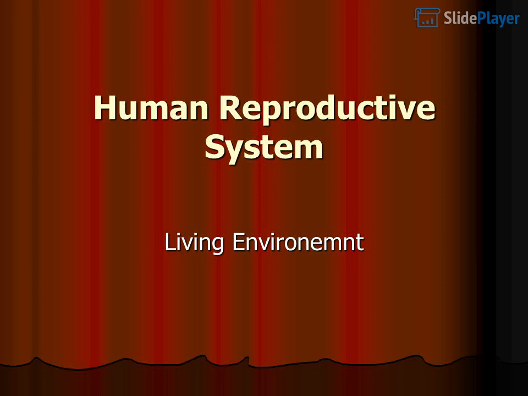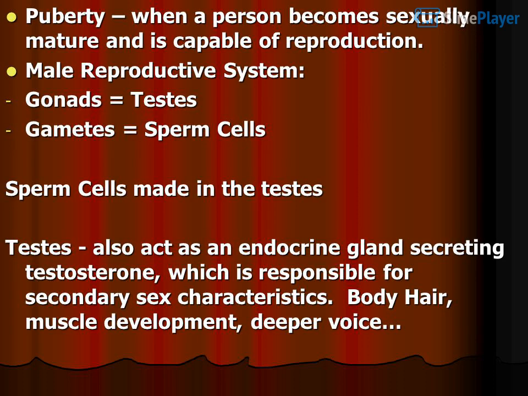Human reproductive system. Living environment. Puberty, when a person becomes sexually mature and is capable of reproduction. Male reproductive system. Gonads equals testes.